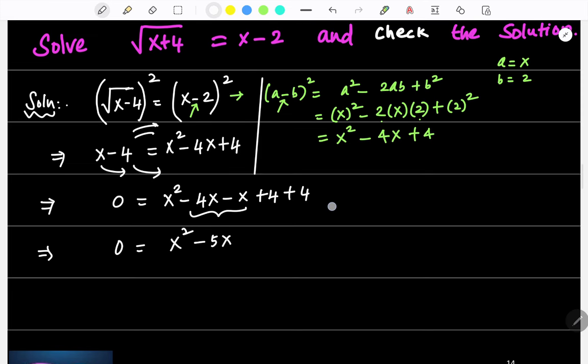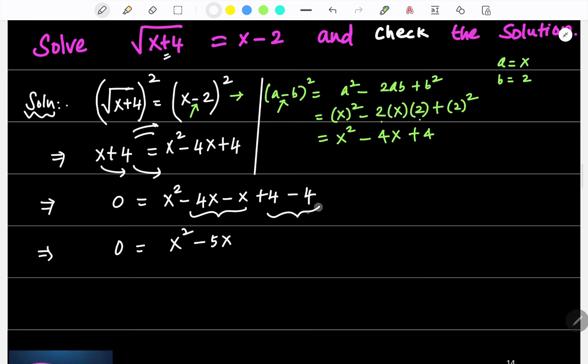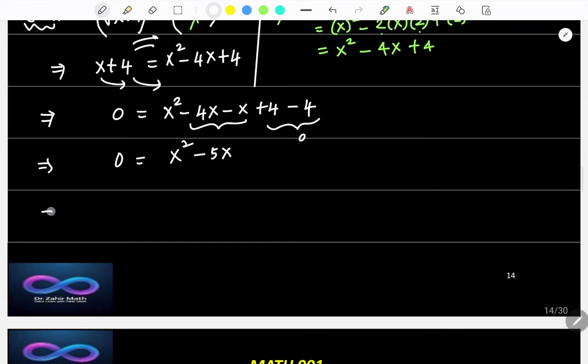Right, I made a small mistake. The question is x plus 4. Sorry, let me make it x plus 4. Please make a correction. It is x plus 4 because the question is x plus 4. So when this 4 comes to this side, it becomes minus 4, right? So this is equal to plus 4 minus 4, which is 0. So we'll get an equation x square minus 5x is equal to 0. Clear?